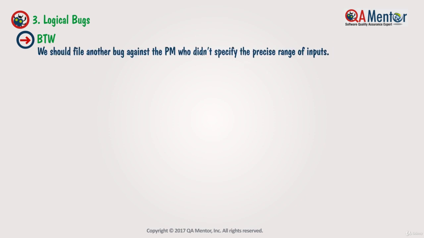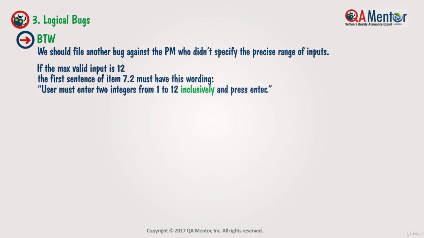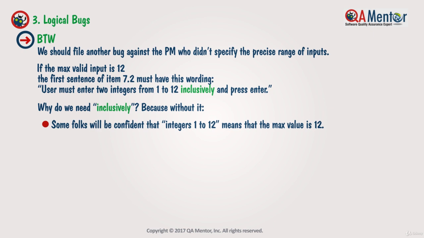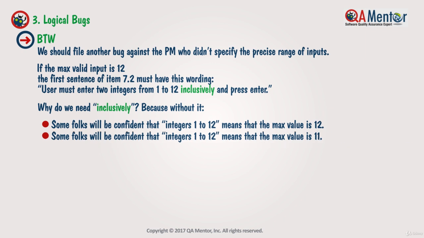By the way, we should file another bug against the PM who didn't specify the precise range of inputs. If the max valid input is 12, then the first sentence of item 7.2 must have this wording: User must enter 2 integers from 1 to 12 inclusively and press enter. Why do we need inclusively? Because without it, some folks will feel confident that integers 1 to 12 means that the max value is 12. Some folks will be confident that integers 1 to 12 mean that the max value is 11. Some folks will be plainly confused.